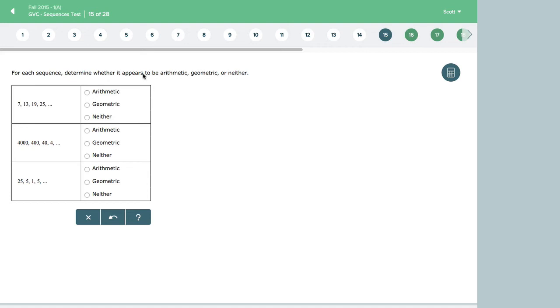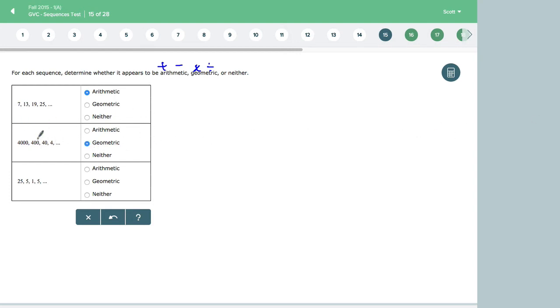For each sequence, determine whether it appears to be arithmetic, geometric, or neither. If we remember, arithmetic is plus or minus, and geometric is times or divide. Okay, neither means it doesn't follow a pattern. So let's look at this. Plus 6, plus 6, plus 6. It keeps going up by 6, so we see that's arithmetic. Minus, a lot, 3,000 change, so it's not arithmetic. But if we look, times 0.1, times 0.1, times 0.1, we see that's geometric.